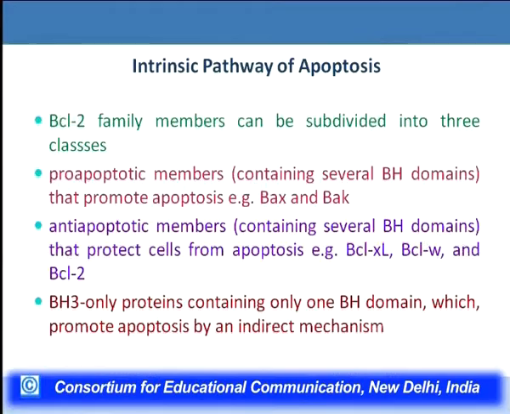Now these BCL2 family members can be divided into classes: those which are pro-apoptotic and those which are anti-apoptotic. Pro-apoptotic members are those which enhance apoptosis, and they have a large number of BH domains, and examples are BAX and BAK. Whereas anti-apoptotic members are those which inhibit apoptosis and protect the cell from apoptosis, and the examples are BCL2, BCL-XL and BCL-W, and they of course also carry a large number of BH domains.